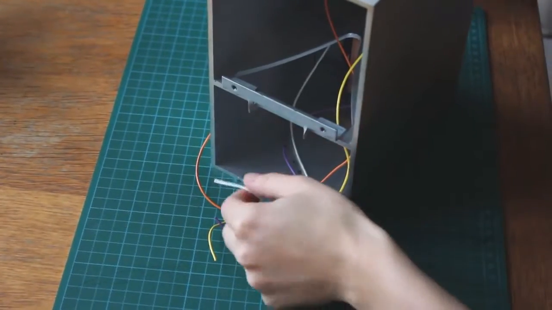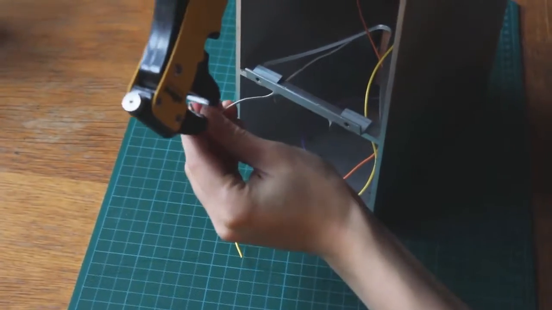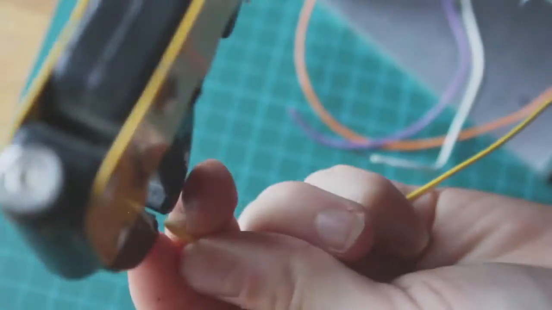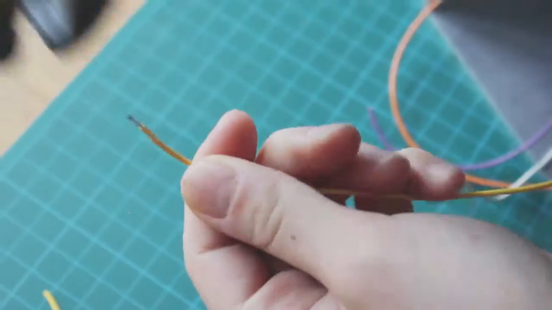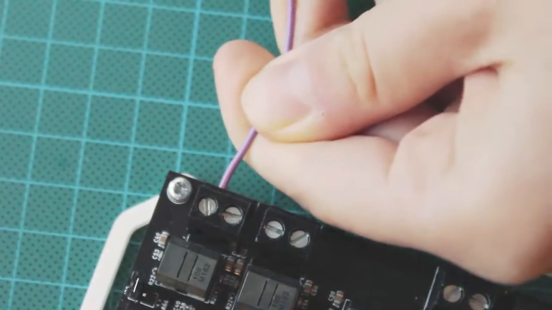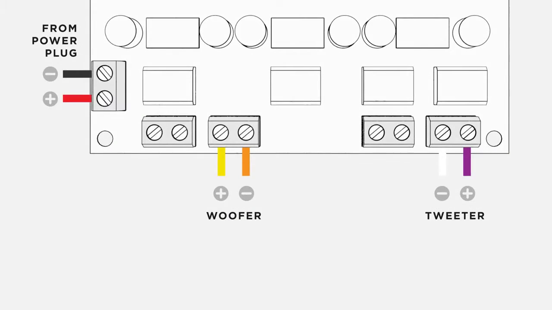Strip the ends of all the wires still left in the speaker. Connect them to the amplifier by screwing them in. This image depicts the correct placements. Don't forget about the wires from the power connector.